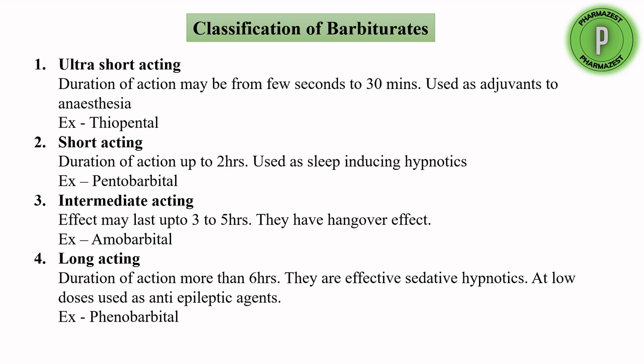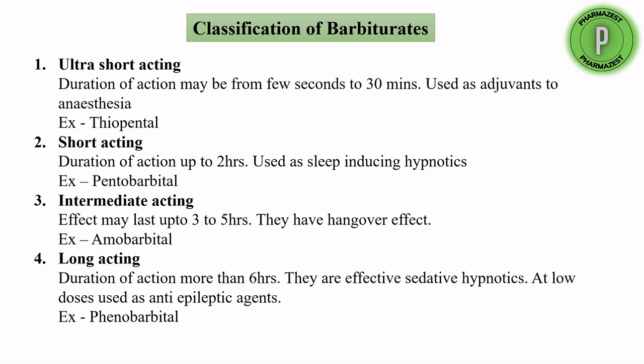Now coming to the classification of barbiturates. Here we have four different types: ultra short acting, short acting, intermediate acting and long acting. Ultra short acting means the duration of action for these compounds can be anywhere from a few seconds to 30 minutes. Generally they are given as adjuvants, that means along with other anesthetic agents to induce anesthesia in surgical conditions, that means in operations. For example, thiopental. This thiopental is given along with other anesthetic agents to induce anesthesia in patients during surgeries or operations.